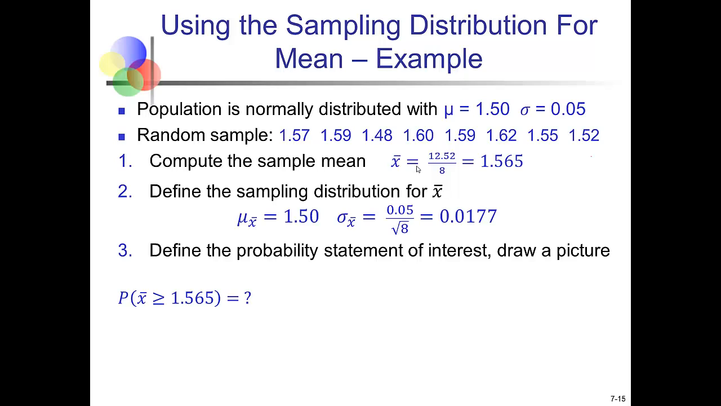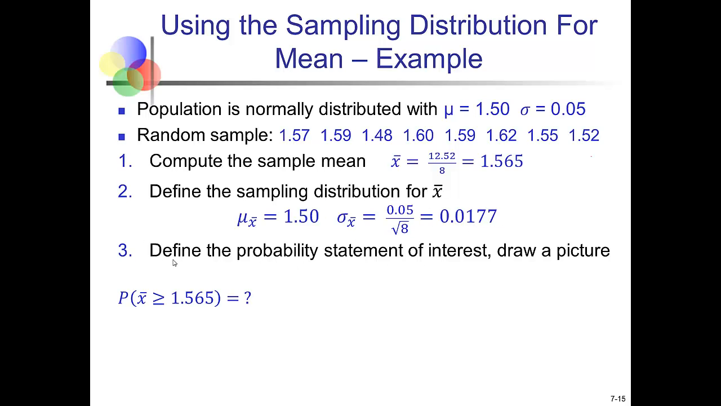So the sample mean is the sum of all 8 of those numbers, which is 12.52, divided by 8. We get a sample mean here of 1.565. We need to define the sampling distribution for x bar. So what is the mean of all of those sample averages? Well, the mean of the sample averages is the mean of the population, so that's 1.5. The standard deviation of all of those sample means is the standard deviation of the population, which is 0.05, divided by the square root of 8, because 8 is our sample size. We had 8 individual items in our sample. So the spread of the sampling distribution is 0.0177.